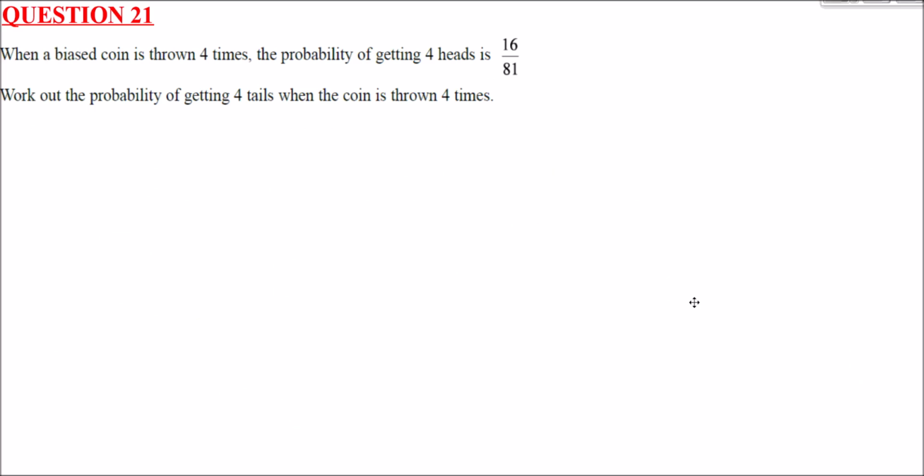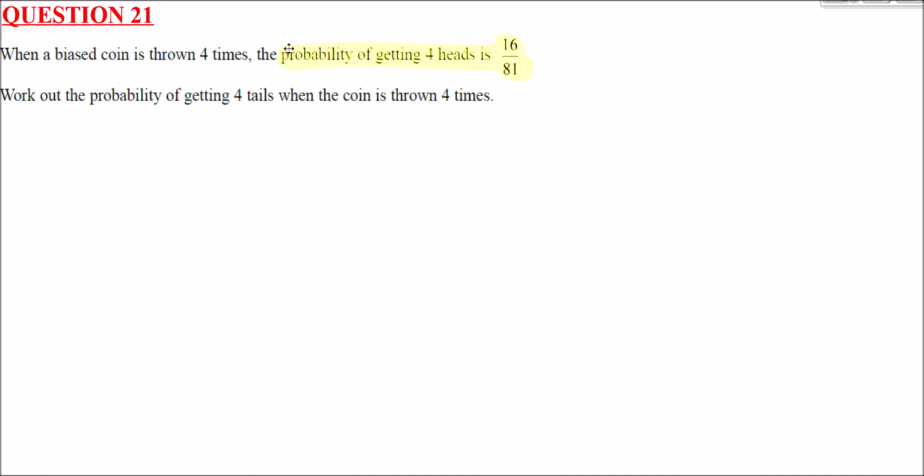Question 21, we're told when a biased coin is thrown 4 times, the probability of getting 4 heads, and this means 4 heads in a row, is 16 over 81. Using this information, we then need to work out the probability of getting 4 tails in a row when this same coin is thrown 4 times.